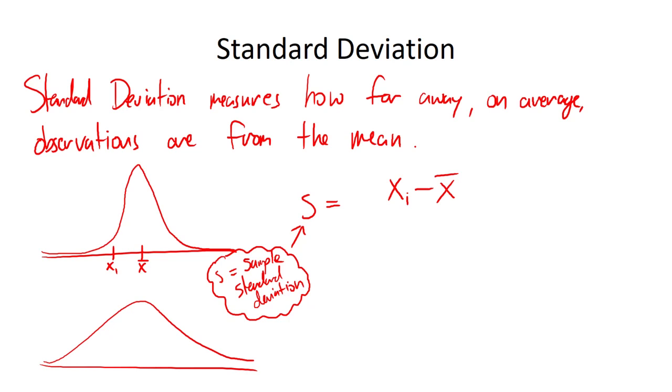But the problem with that is that some people are going to be above average and some people are going to be below average. And if you take a bunch of positive and negative numbers and add them all up, what do you think is going to happen? If half the people are positive and half are negative and you add them all up, they're all going to cancel out. That's useless, because we want to measure distance, so we want to turn these things positive.